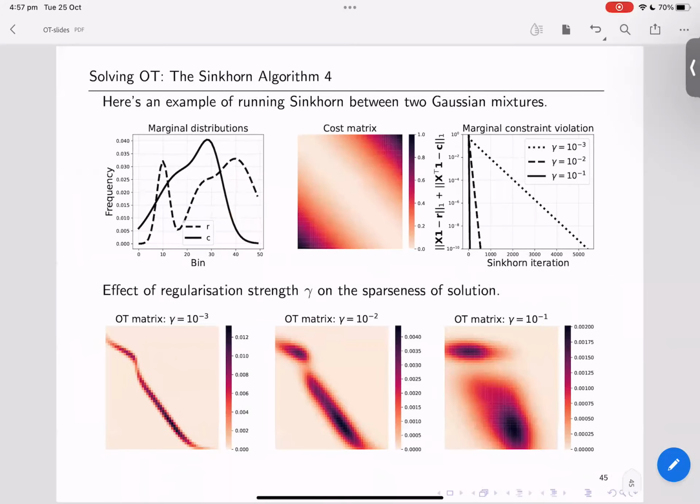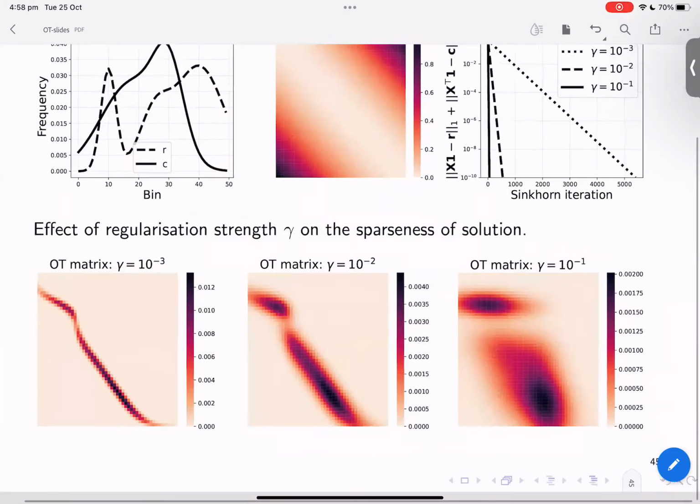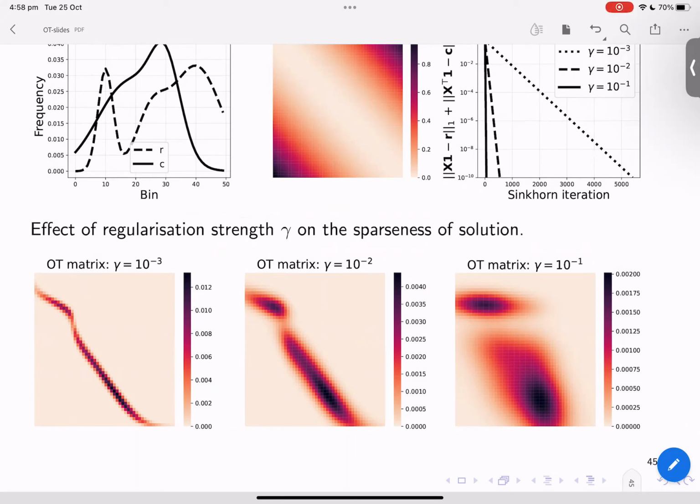And finally, I want to note this effect of regularization strength. If you go from left to right on the bottom row, you will see that gamma increases. And all of these matrices are the optimal solution we find after Sinkhorn. You'll see that as gamma increases, the matrix becomes denser and denser, right? And that's explainable because the regularizer we're using is the entropic regularizer, so it's a negative entropy. If you minimize the negative entropy, meaning you maximize the entropy, your solution becomes denser and denser over time. So that's the interpretation of that.